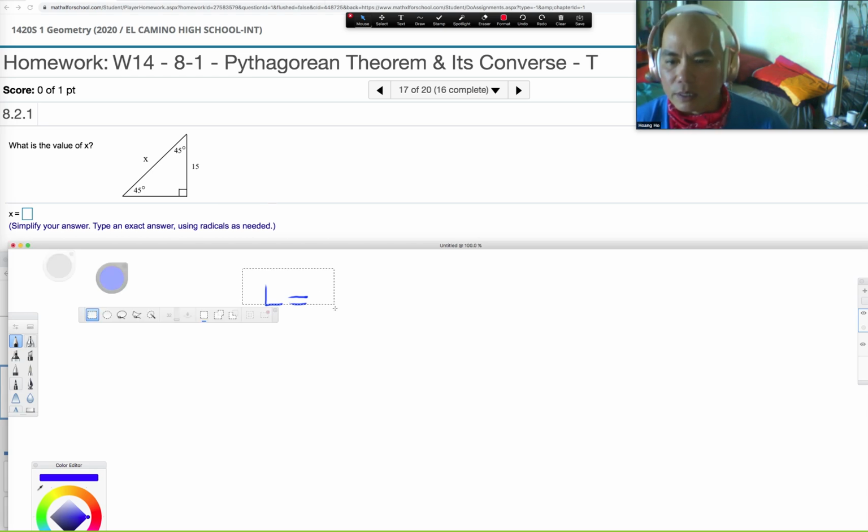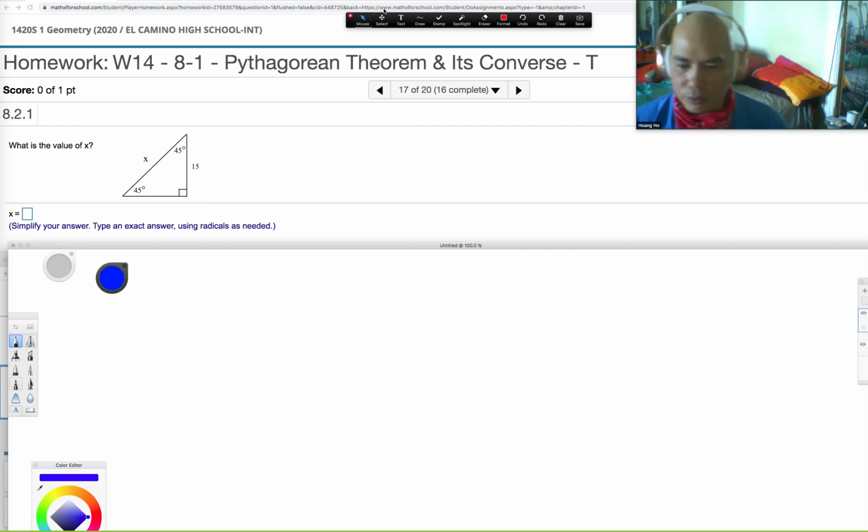Let's delete it for a second. Okay, you're looking for the hypotenuse. So let's write out the formula. Hypotenuse is longer than the leg. Okay, and it's equal to leg times square root of 2. Okay, so I just apply this.